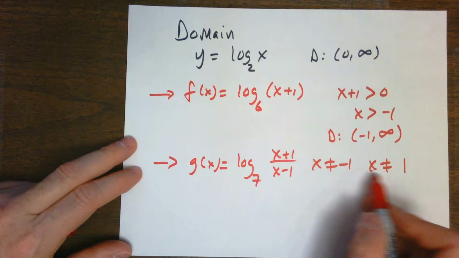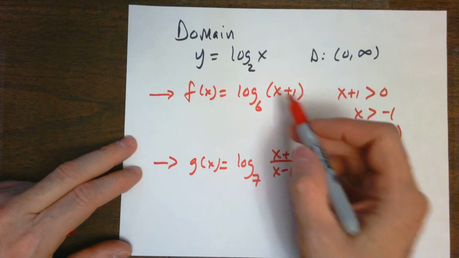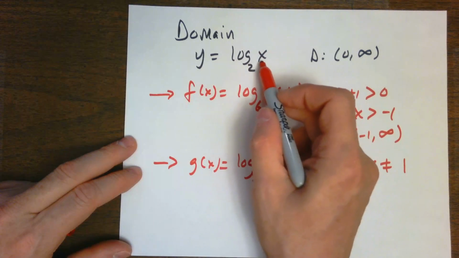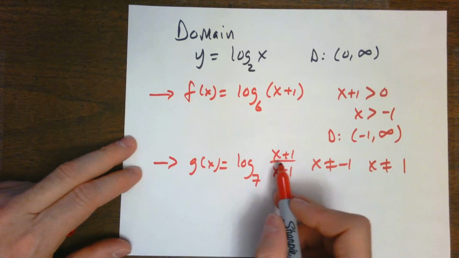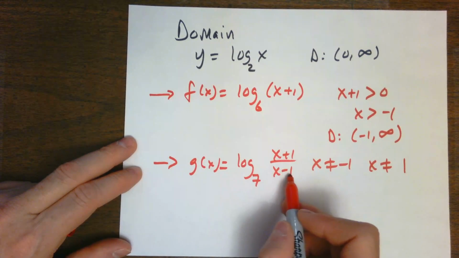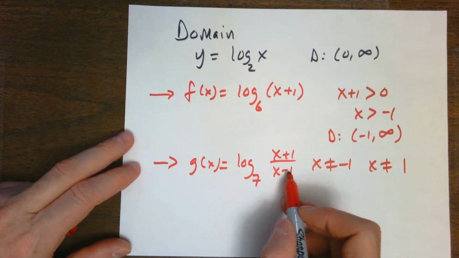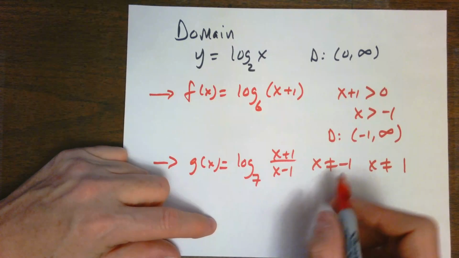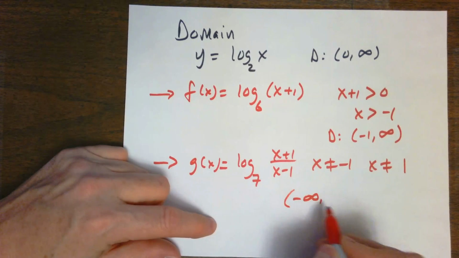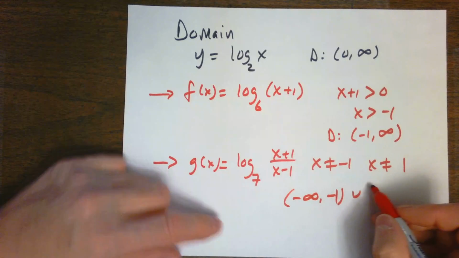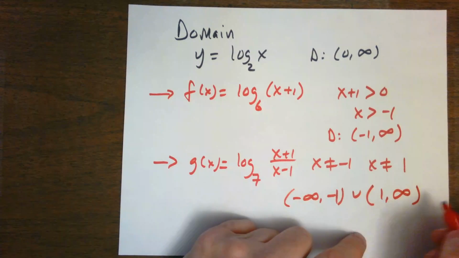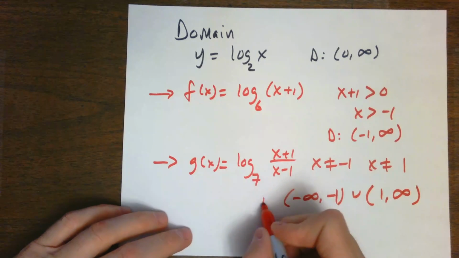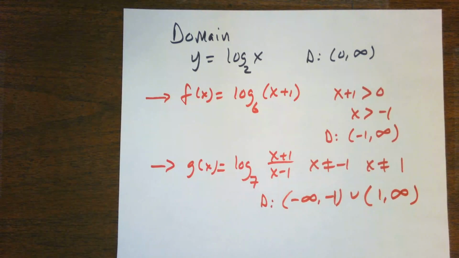What about between? Like 0. Can I plug in 0? 0 plus 1 is 1. I can take the log of 1. But I cannot plug in 0 there. Can I plug it in here? 0 plus 1 is 1. 0 minus 1 is negative 1. 1 over negative 1 is a negative number, so no, I can't. So the only values I'm allowed to have are the numbers that are less than negative 1, from negative infinity to negative 1, and the numbers that are bigger than 1. Those are the only numbers I'm allowed to have. That's my domain for this particular function.